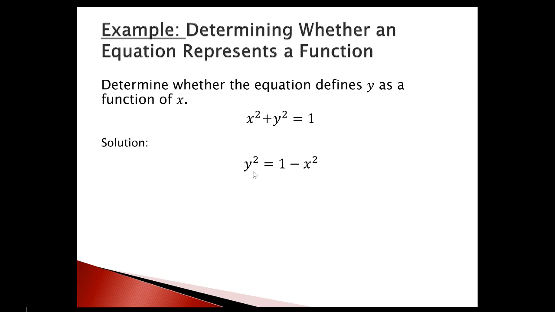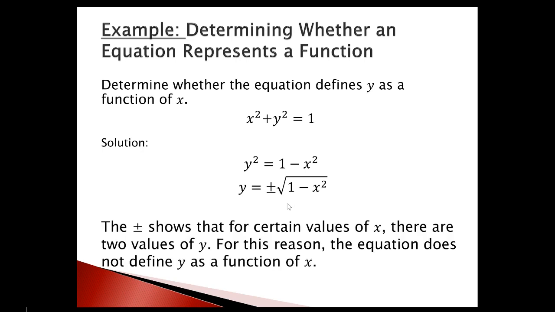To get the value of y, we take the square root of both sides. After taking the square root of both sides, we will have y equals plus or minus the square root of 1 minus x squared. Now we can see x is related to two values of y. So this is not a function. We cannot define y as a function of x.